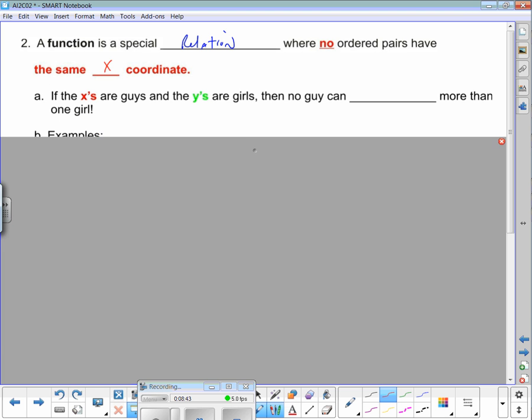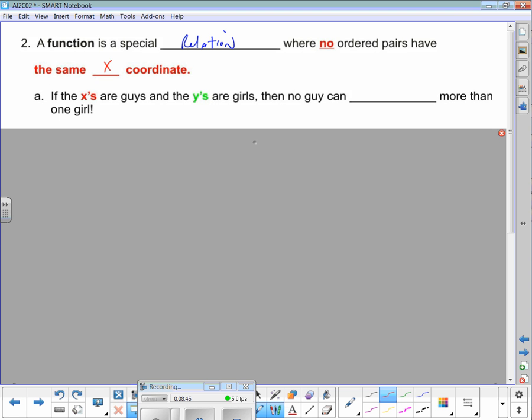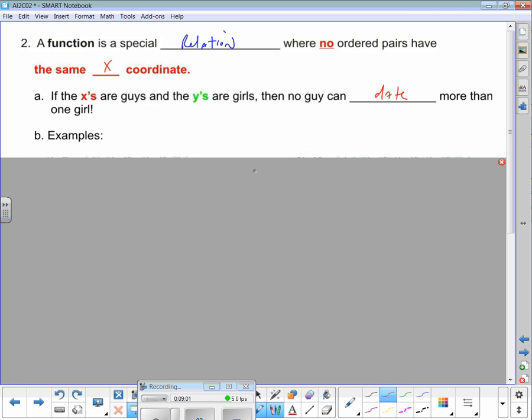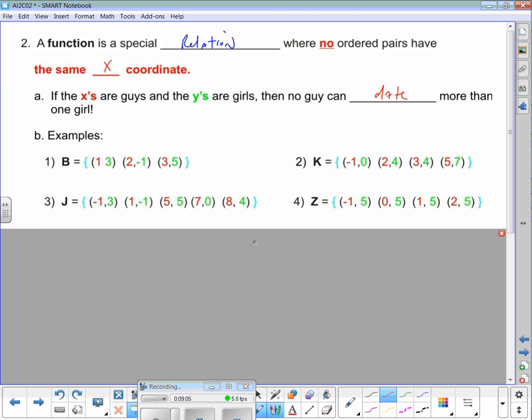Now, you know me, if you remember back from Algebra 1, I like to call the guys x's and the girls y's. And then it's really simple. If the x's are guys and the y's are girls, then no guy can date more than one girl. If any guy dates more than one girl, he'll be found out because girls always talk about their dating and guys and stuff like that. Surely it will be found out and you'll be busted and you'll be dating no one. So any guy cannot date more than one girl.